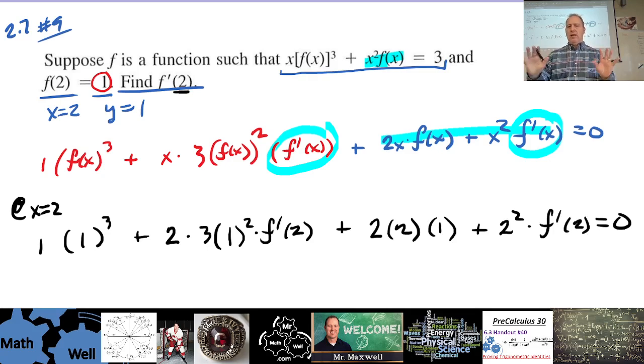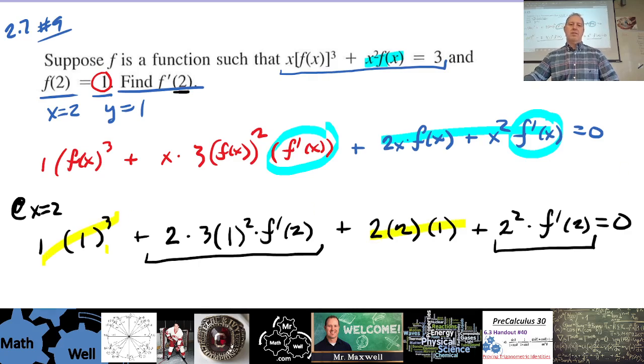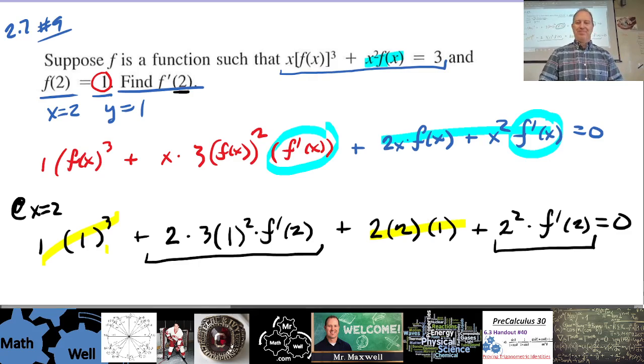So I'll leave that now with you. This should be pretty easy now. We're going to have to factor an f prime of 2 out of these two terms. Everything else has to go to the other side. Factor an f prime of 2 out, done. I'll let you do the rest because I don't want to do the whole question for you. I just did 90% of the question. So go ahead and finish that.